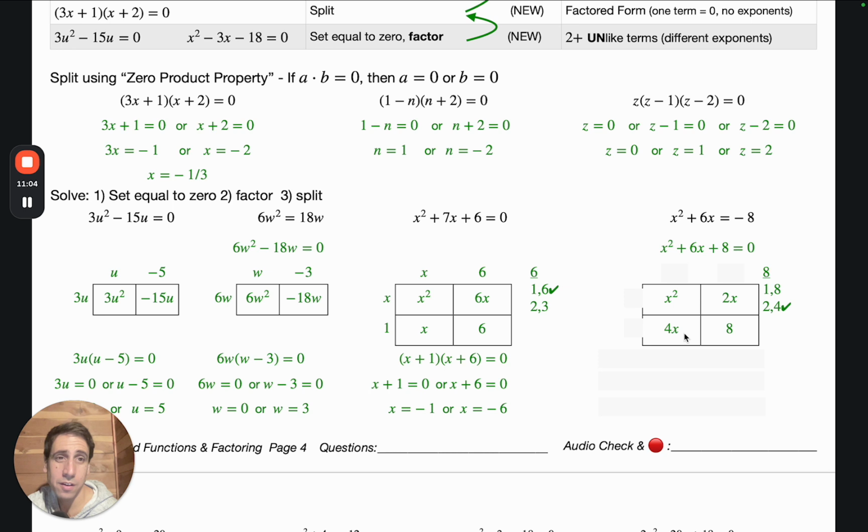Greatest common factor, greatest common factor, greatest common factor, one last GCF. Join them together with multiplication, set them equal to 0. Just like they were up here, this x squared plus 6x plus 8 is the same thing as this down here. They're both equal to 0. But because they're equal to 0, I can split them. And I can solve.